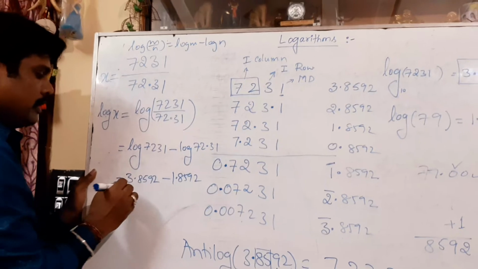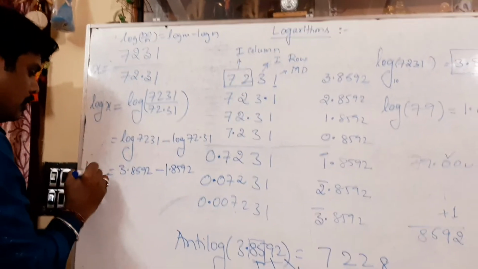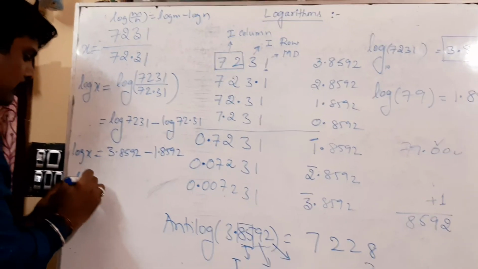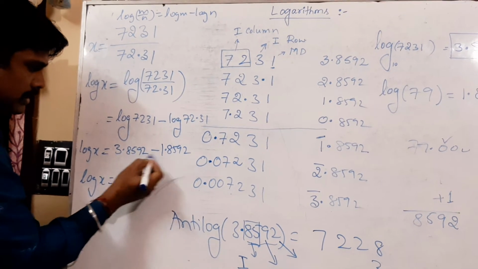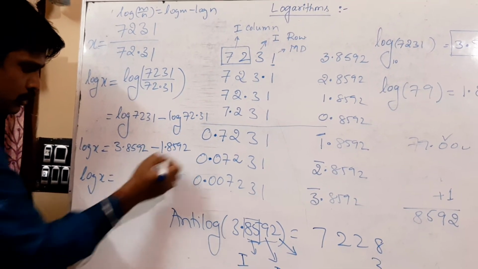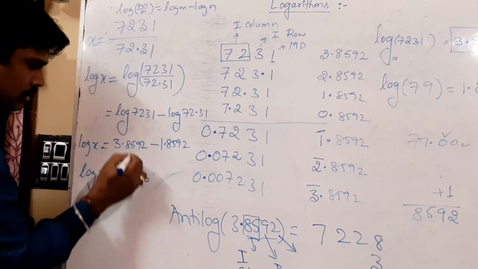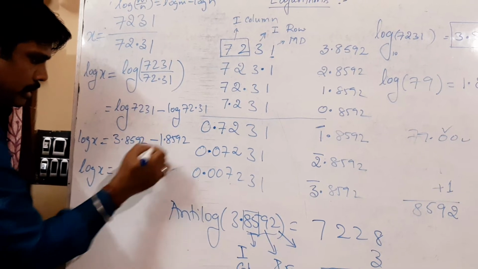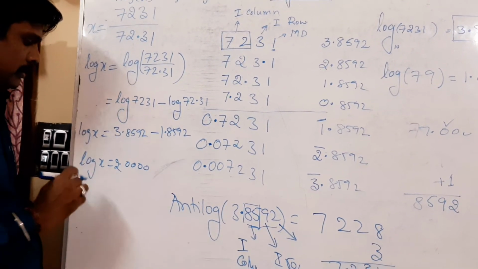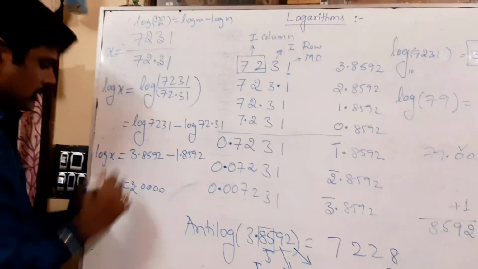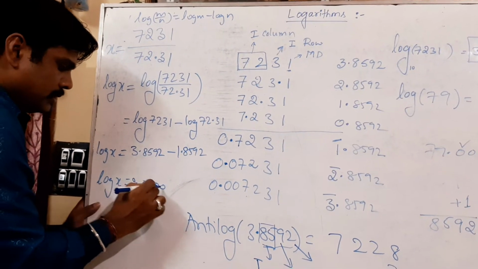1.8592. So you have to subtract these two numbers, you will get log x. So then what is the value of log x? Log x is equal to, if I subtract these two, it is the same numbers, no? 0, 2 minus 2 is 0, 9 minus 9 is 0, 5 minus 5 is 0, 8 minus 8 is 0, 3 minus 1 is 2. So then what is the log x value we are getting? Log x is equal to 2.0000.